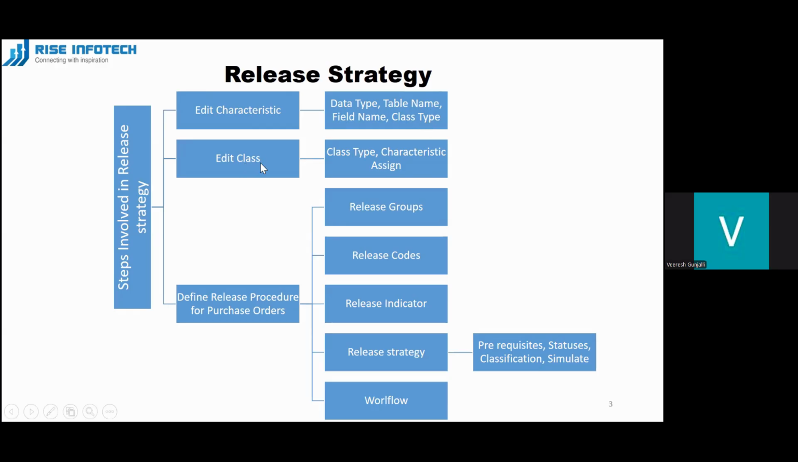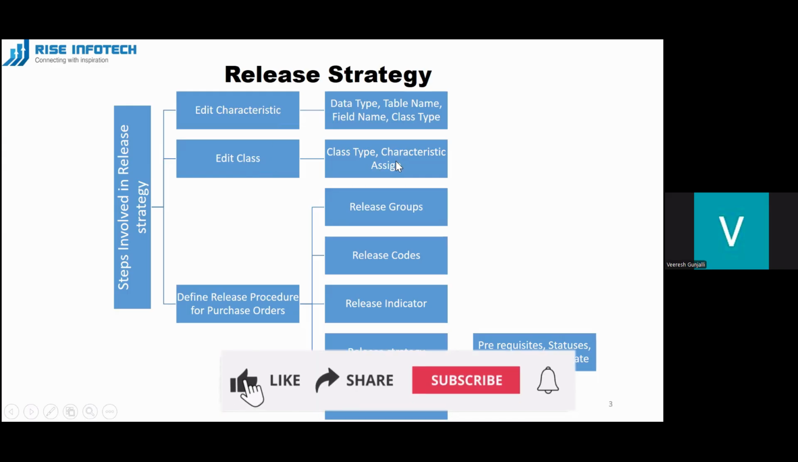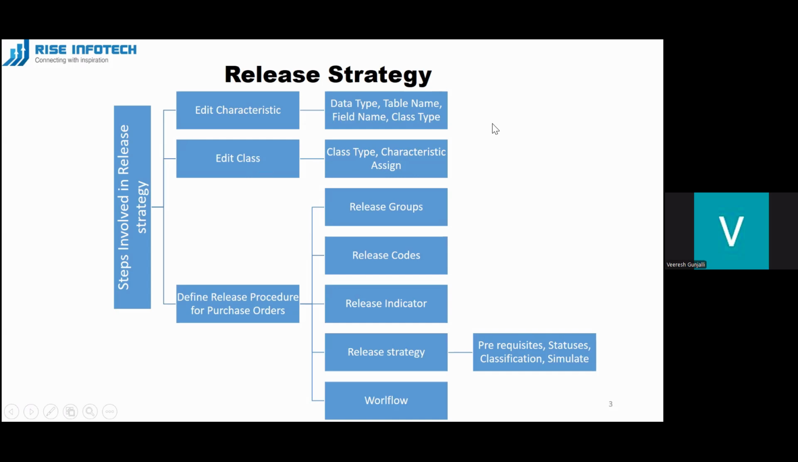Then we are going for class. Here the class type, again, is the same class type, 032. Here we are assigning the characteristics which we have defined to this class. Once these two steps are done, then we will go with the release procedure for purchase orders.